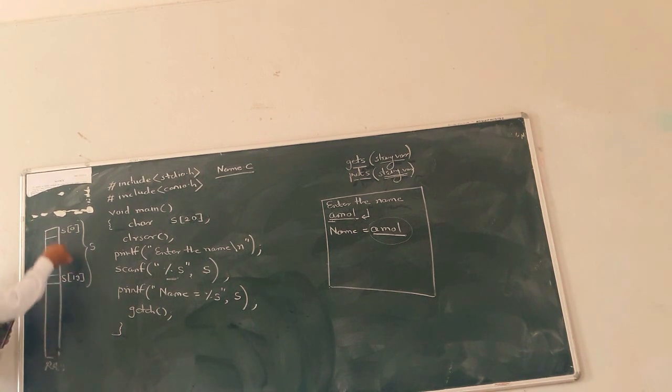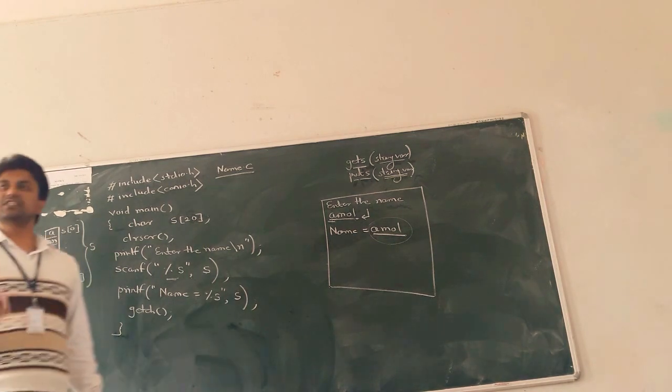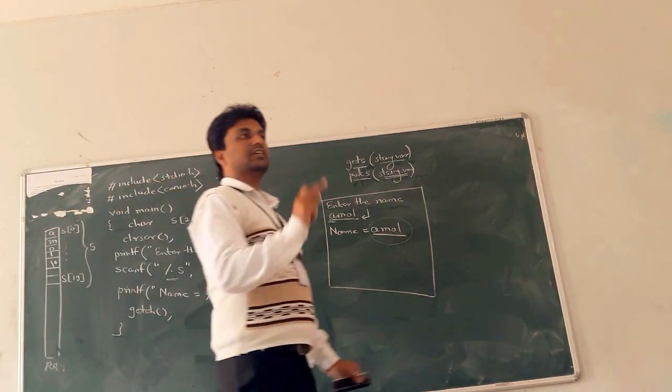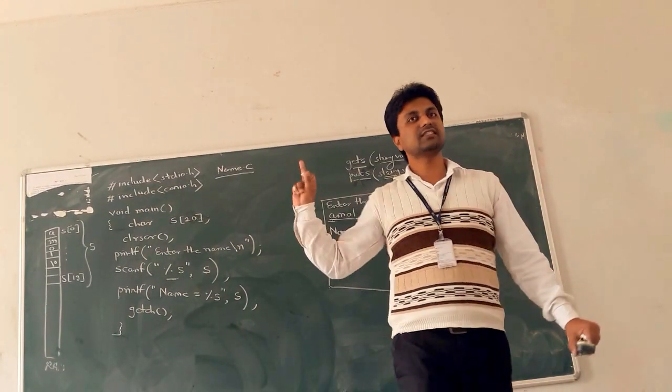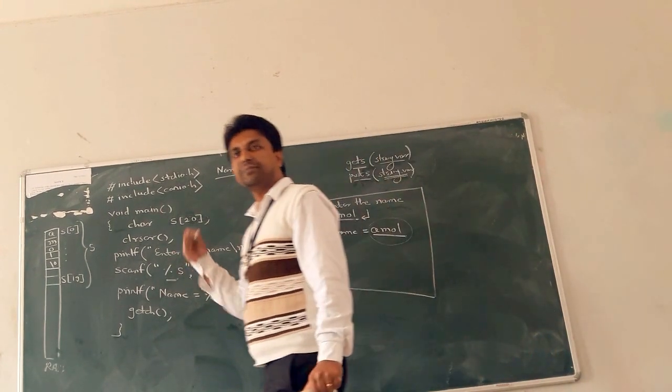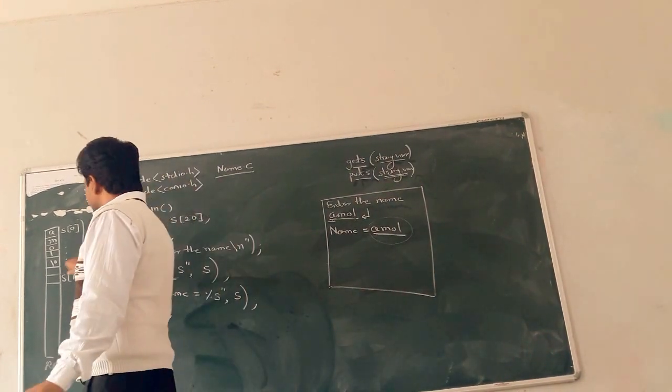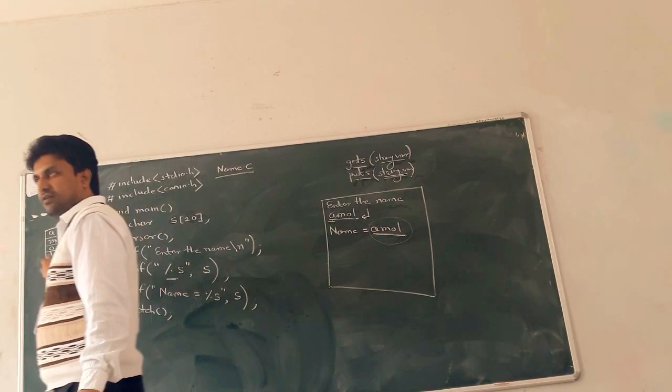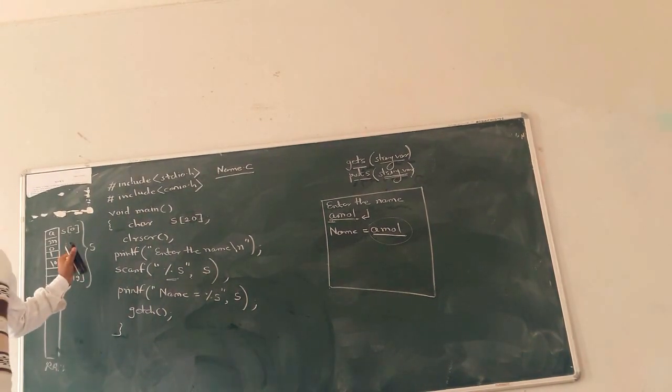Where is the s? There is memory management for string s. So first character A, second M, third O, then L, then \0. \0 is a null character. Every string in C language ends with \0. Automatically the compiler adds \0 at the end of the string. Okay, understood?